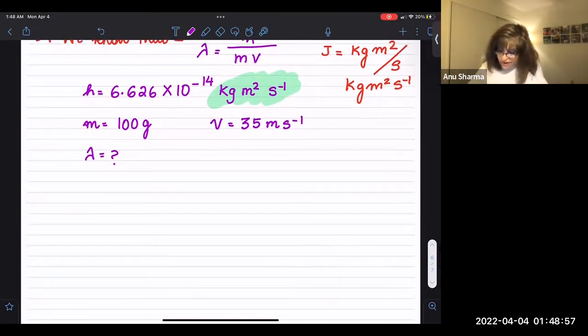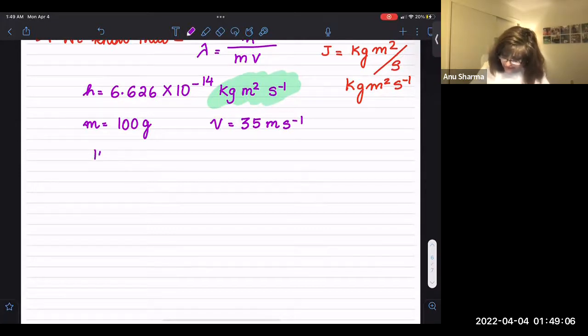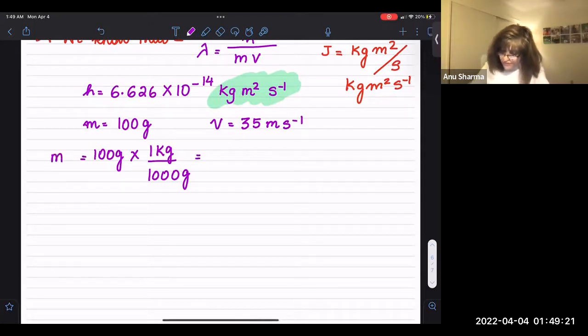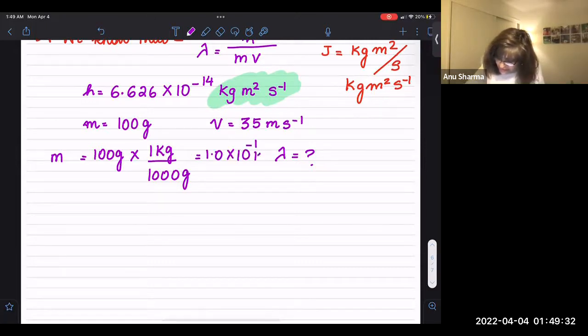So here are a few things. We need to convert the grams to kilograms so that we have the same units. So let's do it. 100 grams times 1 kilogram over 1000 grams. Okay, so this is the mass now in kilograms. That's one piece. This becomes 1.0 into 10 to the power negative 1 kilograms. And here, we have to find the wavelength.